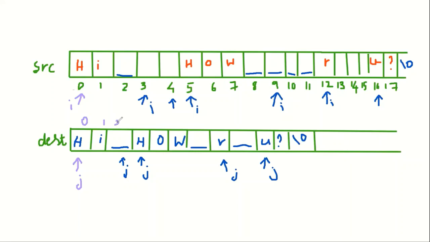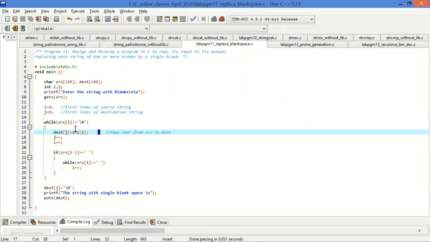2, 3, 4, 5, 6, 7, 8, 9, 10 and 11. So when I get the output, all extra blank spaces should be removed and I should get the output like this. So let us check out how the code works.